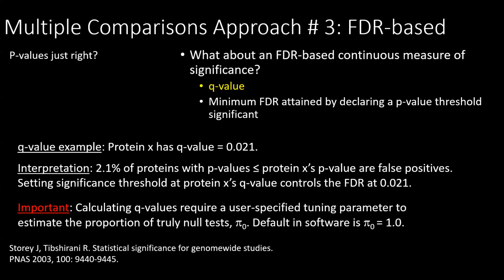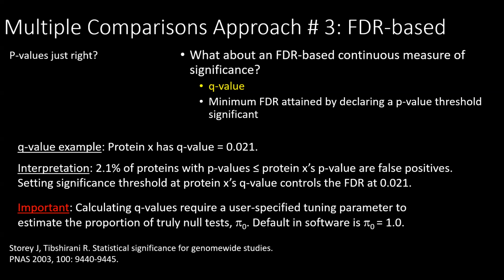I'm not going to go into the weeds of how to calculate that, but just to define it, it's the minimum FDR that can be attained by declaring a certain p-value threshold to be significant. So just as an example of how you would define this, let's say we're doing a proteomics study, and it turns out that protein X has a Q-value of 0.021.